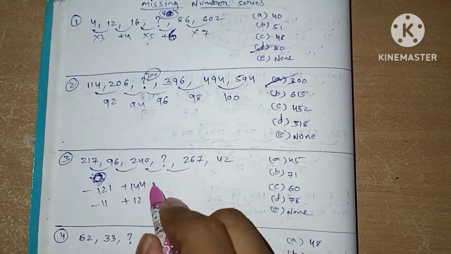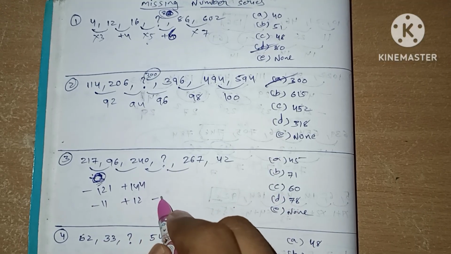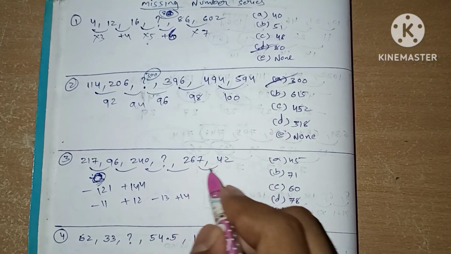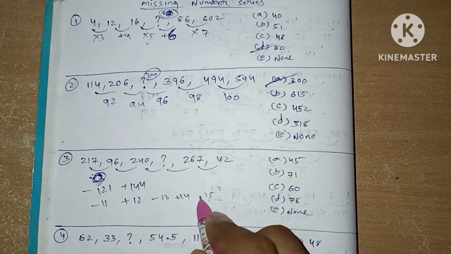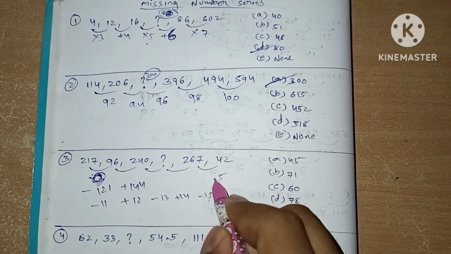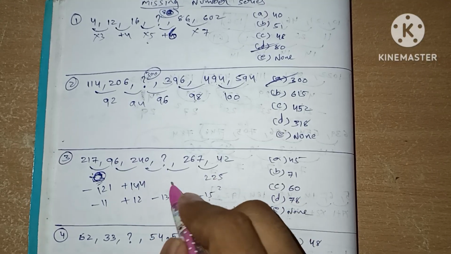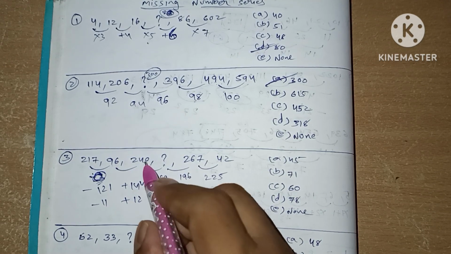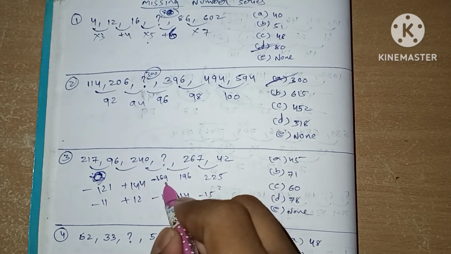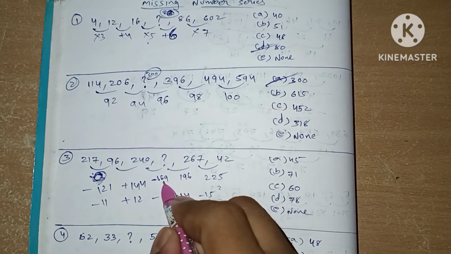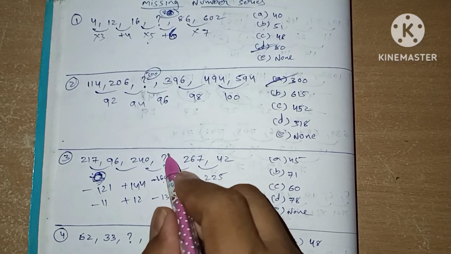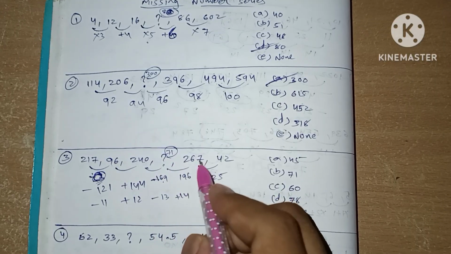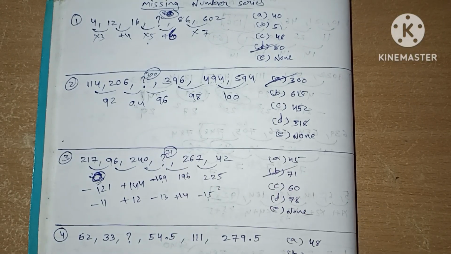So here must be minus 13 square. Here must be plus 14 square. And the difference between these two must be 15 square, minus 15 square. Okay, so this is 196. This is 169 minus. So 169 means 40 plus 31. 40 plus 31 will be 71. 71 plus 196 will be 267. So answer will be 71. Option B is our answer.